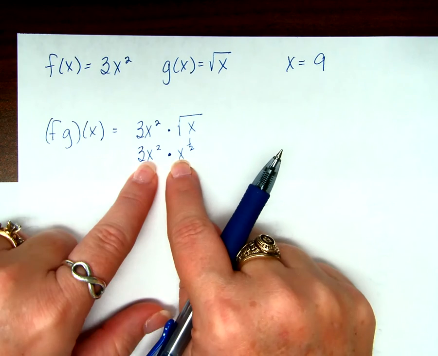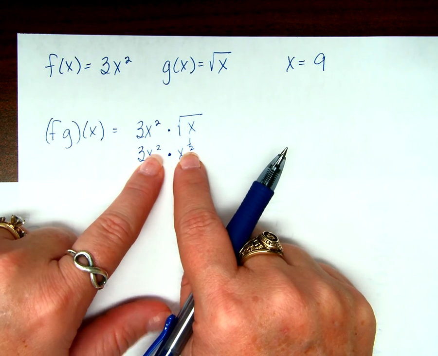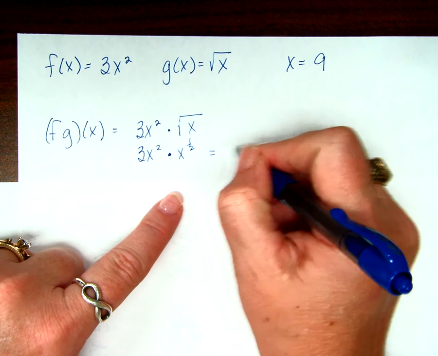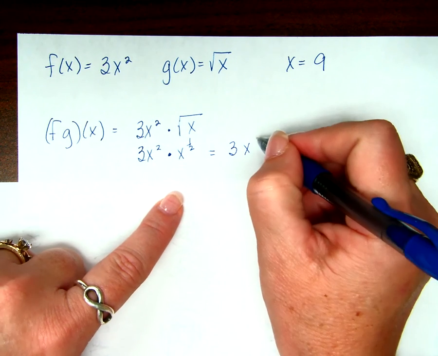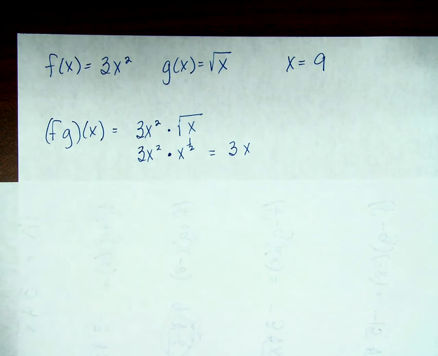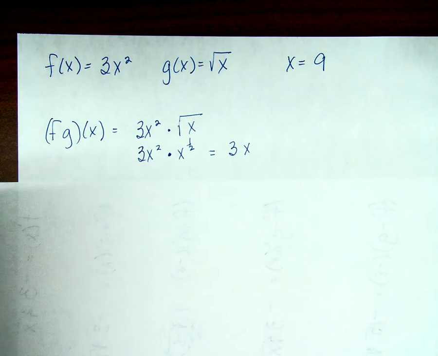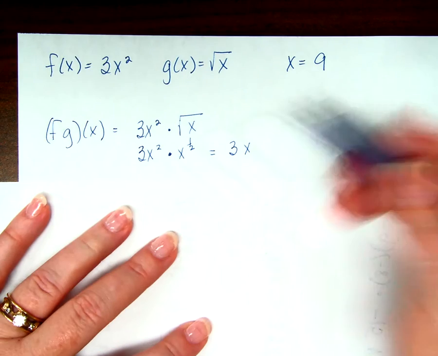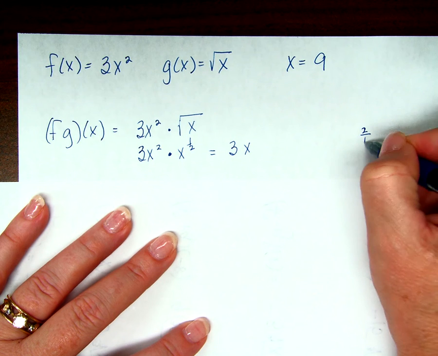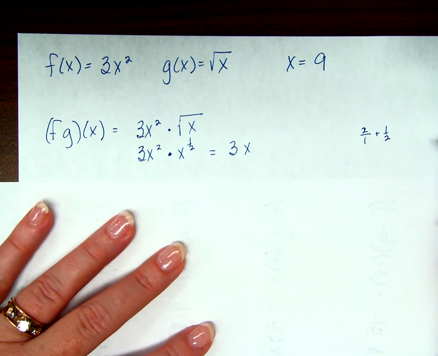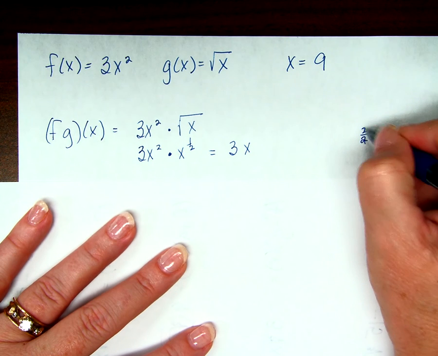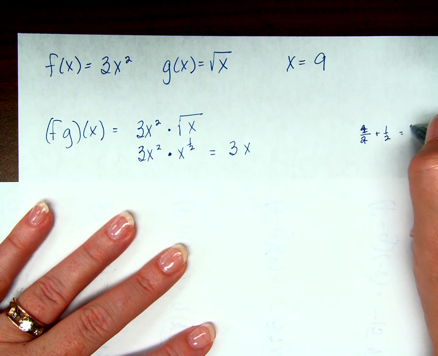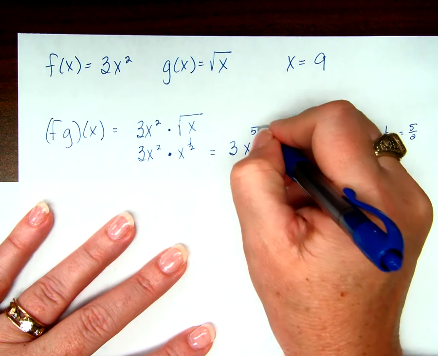Because now I have like bases, and if I'm multiplying like bases, I just add the exponents, don't I? And I can do 2 plus 1/2 pretty easily. What is 2 plus 1/2? 2.5. Do we want mixed numbers in our exponents? No. So I really need to add these, and when I add them, I need common denominators, don't I? So this is really 2 and this is really 4, right? So it's 4/2 plus 1/2. 5/2. So that's what I want as my exponent, 5/2.